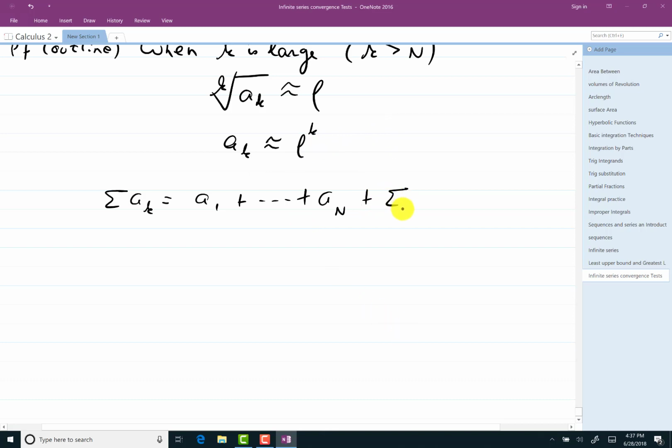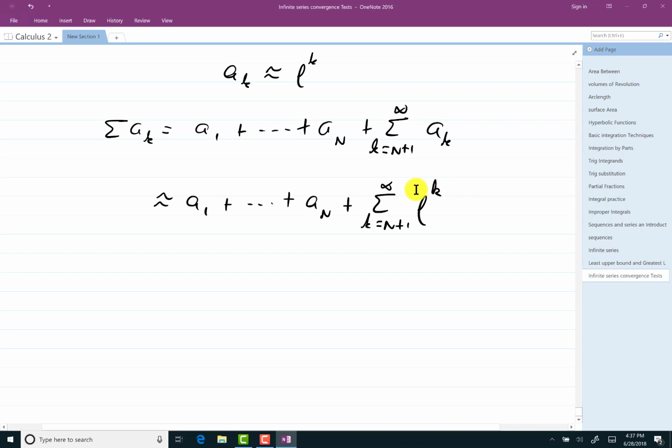Well, let me write it first. The sum when k is n plus 1 to infinity of a sub k is approximately equal to a1 plus dot dot dot an plus, then I'm going to replace a sub k with rho to the k. And right there again, we have a geometric series. This piece is going to converge when rho is between 0 and 1.